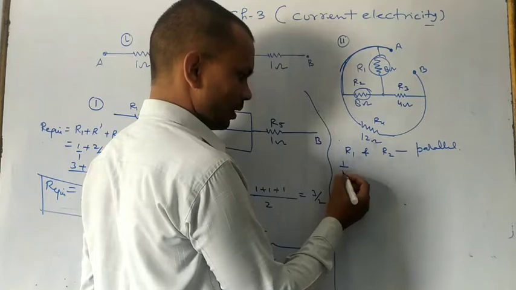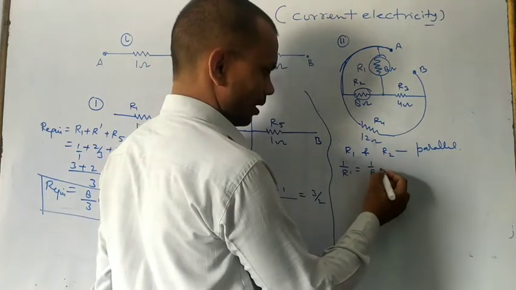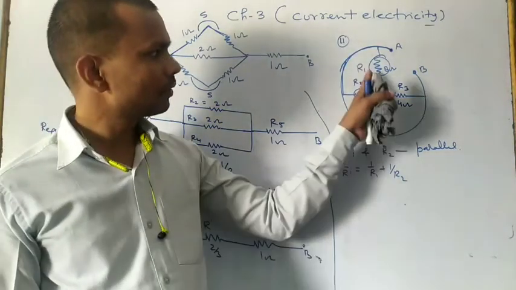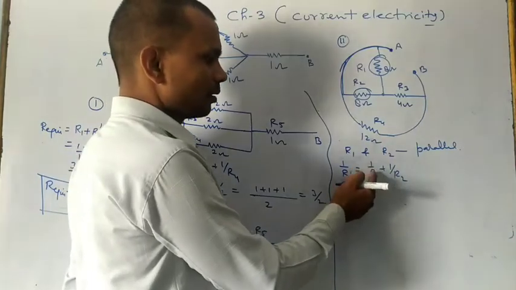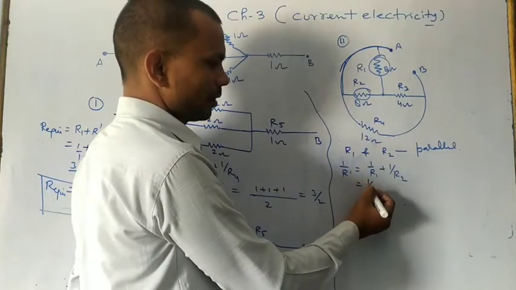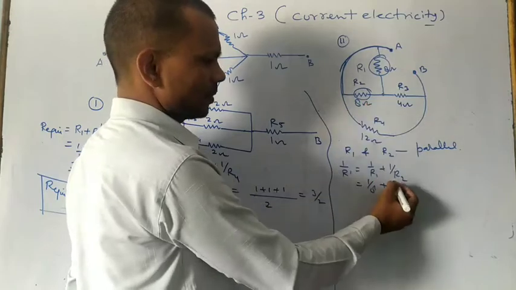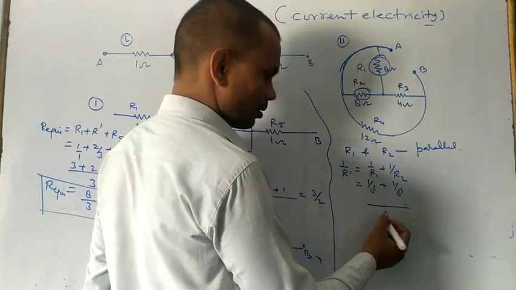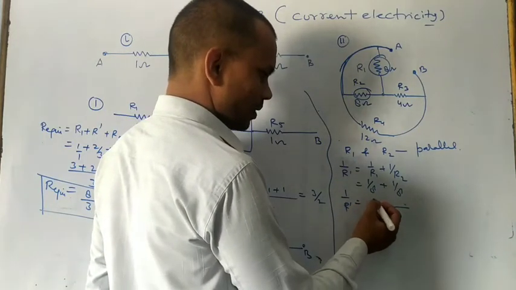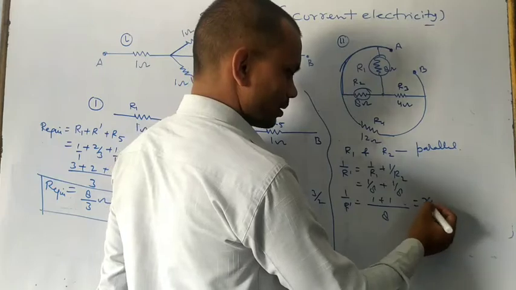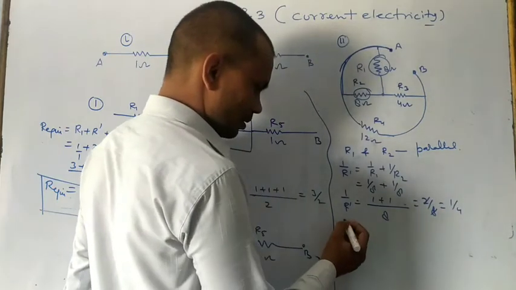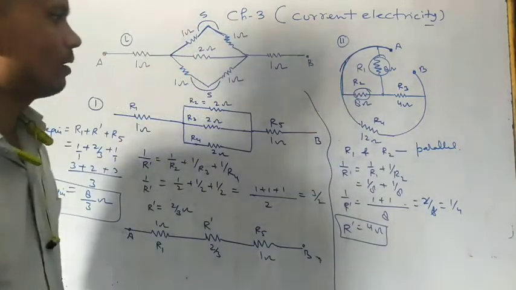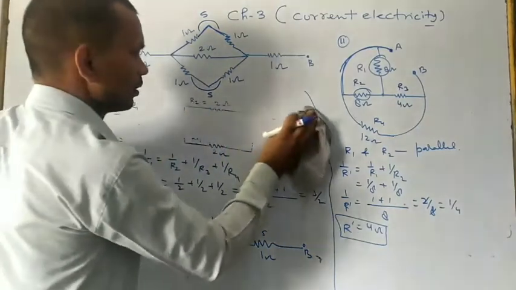So for the equivalent, 1/R dash = 1/R1 + 1/R2. R1 is 8 and R2 is also 8, so 1/8 + 1/8. Taking the LCM, 8 is the LCM, so 1 plus 1 means 2/8, which is 1/4. So R dash is 4 ohm. Now after this, our circuit becomes like that. This is over.